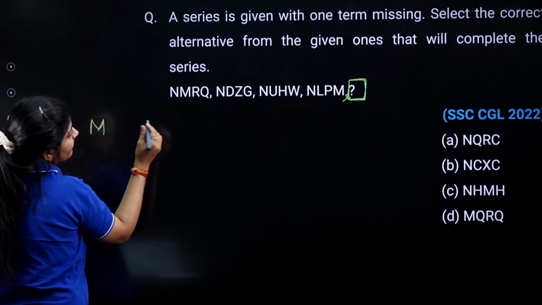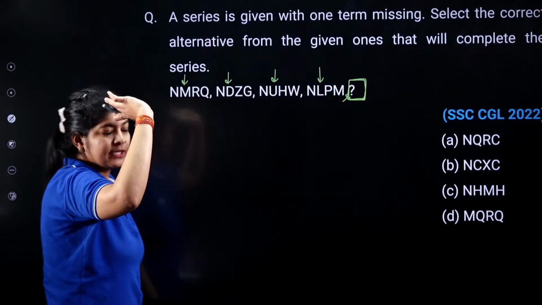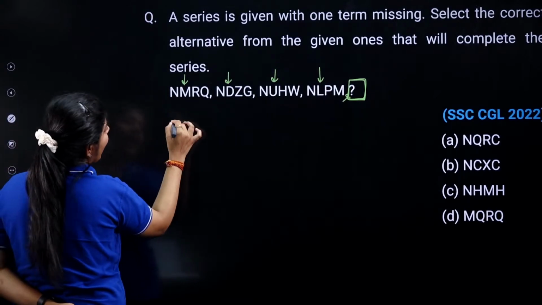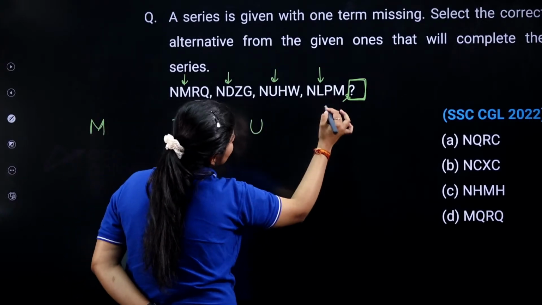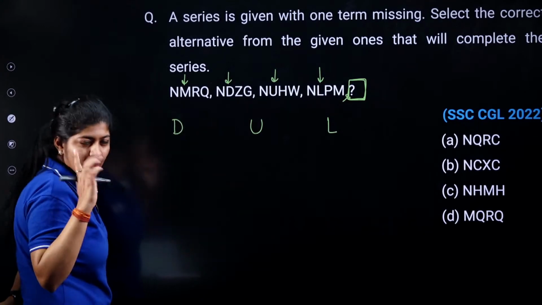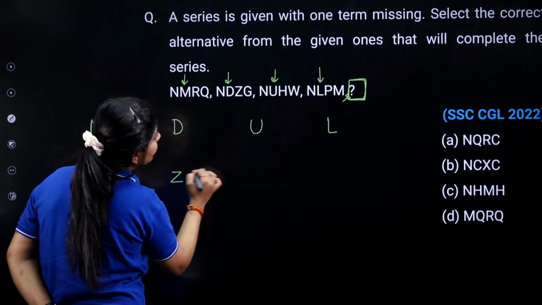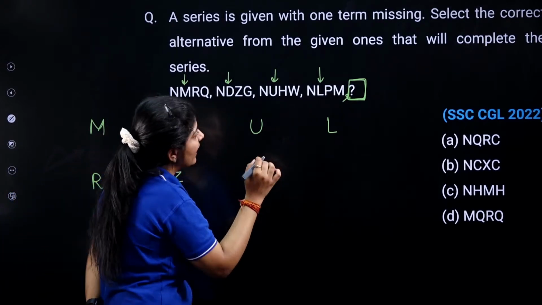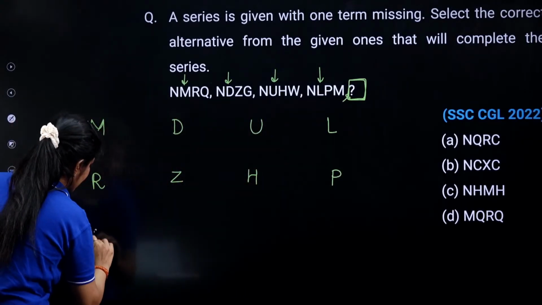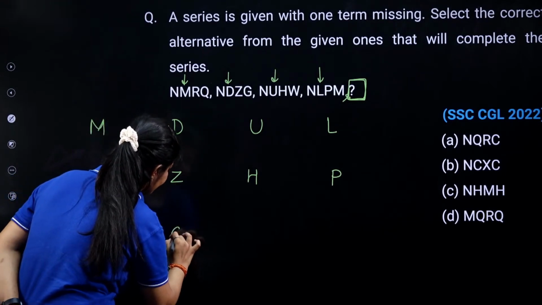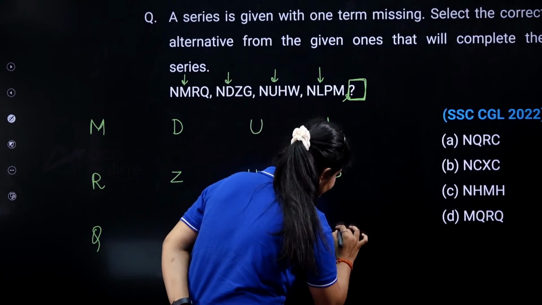The first one is M. After that, I am only going to consider the second letter of each and every cluster that we are having. Now, M is changed to D, this D changed to U and this U changed to L, right? This is the one pattern. Third one, third element is R. R is changed to Z, Z is changed to H and H is changed to P, right? Okay. The last one, Q. Q is changed to G and G is changed to W and W is changed to M, right?